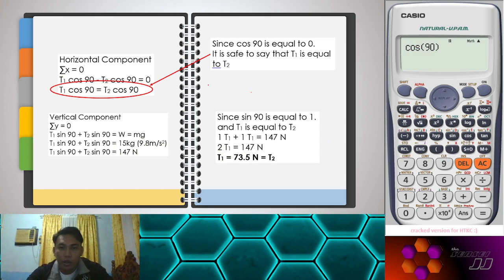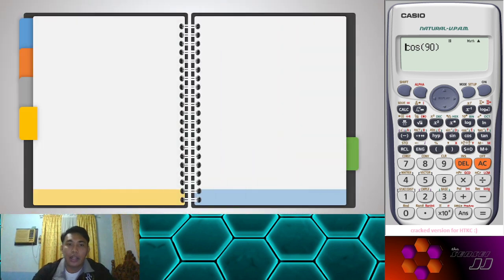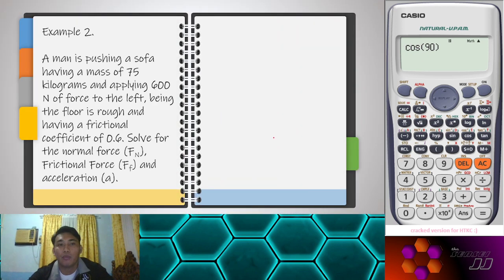So T1 will be equivalent to T2. Okay? So, let's proceed to the next example. This is the last example, a man pushing a sofa. This is the same as our previous example about the free body diagram about the sofa, and that's what we will be using.